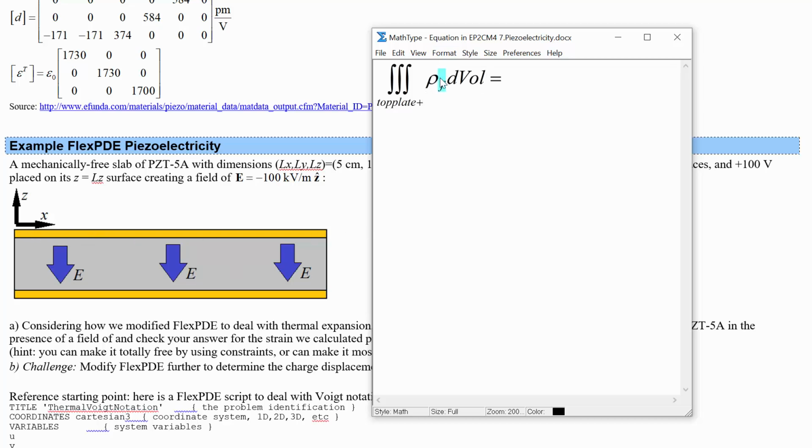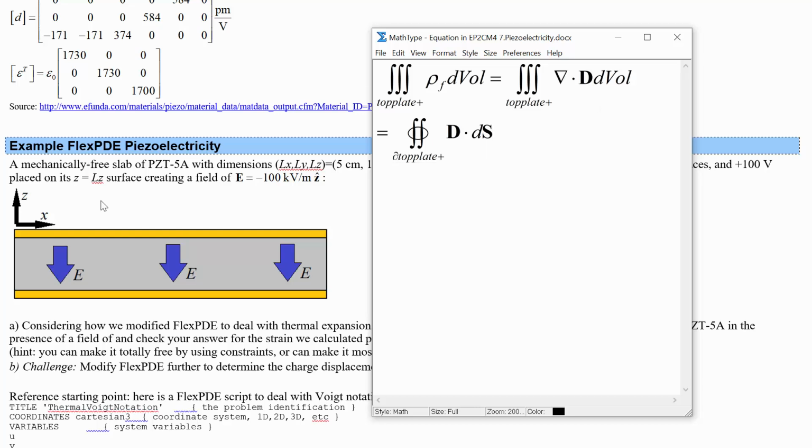And now if rho f is the divergence of the electric displacement field, instead of doing that integral, we could do an area integral using the divergence theorem of D dot dS, the outward flux of the electric displacement field over the boundary of the top plate, or at least the region around the top plate.